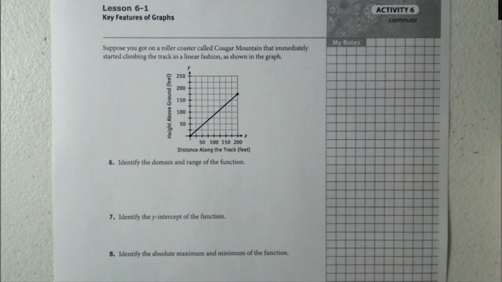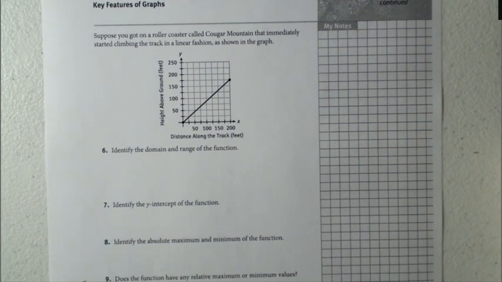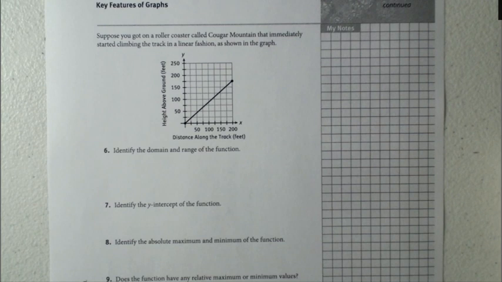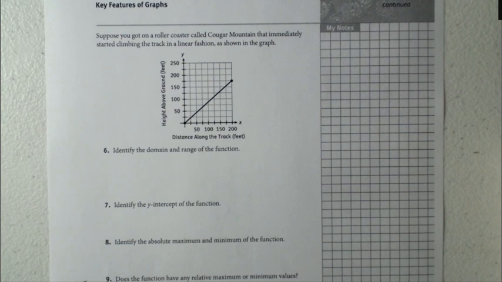The second chunk for Lesson 6.1 covers questions 6 through 10. And it starts off by saying, suppose you got on a roller coaster called Cougar Mountain that immediately started climbing the track in a linear fashion, as shown in the graph. Number 6, identify the domain and range of the function.